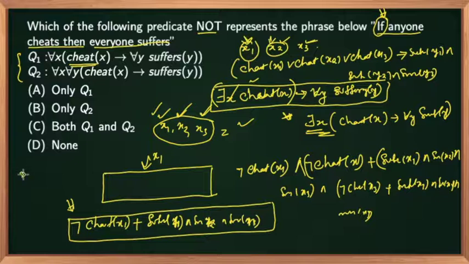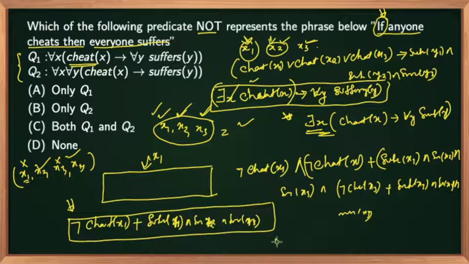And let's assume you have x1, x2, x3, and x4, and let's assume x2 and x4 are cheaters, and x1 and x3 are good persons. So you take x1 and see not cheat of x1, that is true, so you don't need to worry. You take x2 and not cheat of x2 is false because he is a cheater. That means if I give x2, this predicate will evaluate as true only if everyone suffers, right?